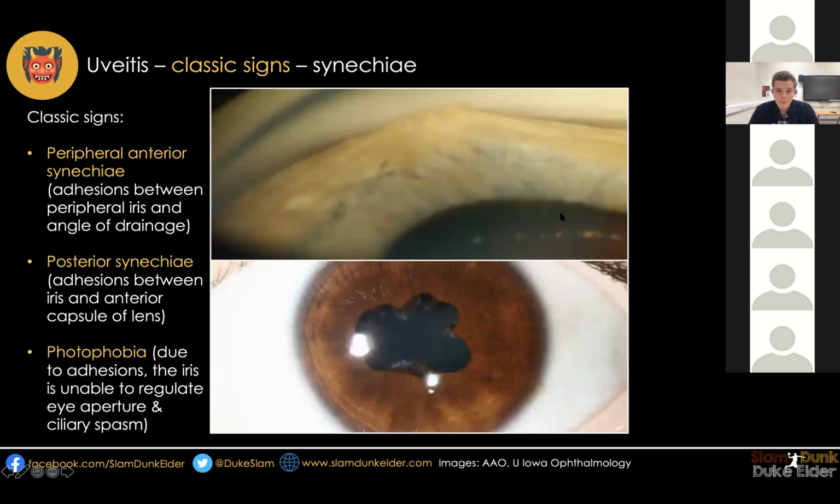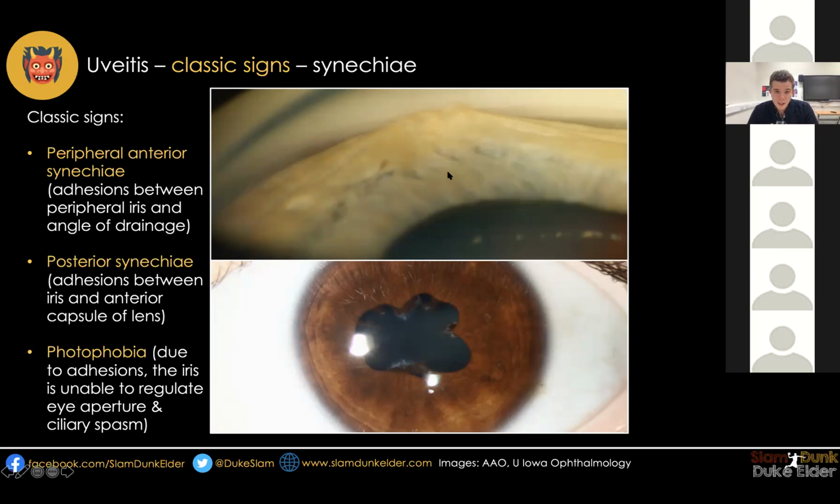Classical signs, synechiae. You get two different types of synechiae, and they tend to cause photophobia because the iris is not able to regulate its aperture. So basically, if you have a big light that's shone through a very undilated iris, that will aggravate the neurosensory retina. That's why you tend to get photophobia, because the iris isn't regulating its aperture, it's stuck down. These down here are known as posterior synechiae. There's the iris, and they're adhering through an increase in adhesion molecules to the anterior capsule of the lens.